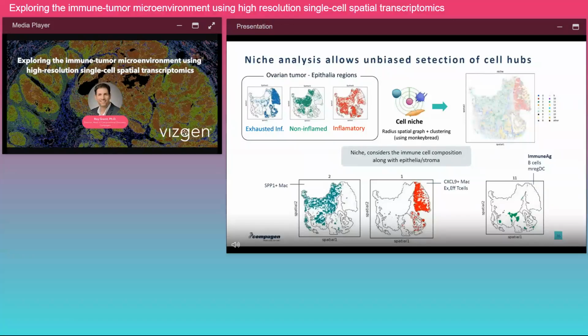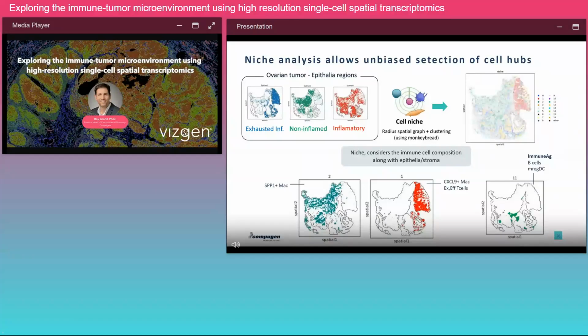So we took this ovarian tumor where we had 3 different regions. We have a really exhausted infiltrated region, as you can see in the blue. We have a non-inflamed region with fewer T cells, and we have a region in red that is inflamed but not exhausted. So we conducted the niche analysis, and we got several niches, and we characterized them.